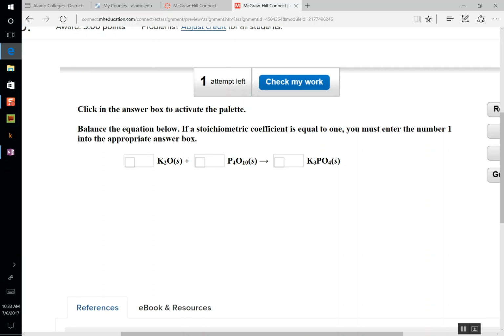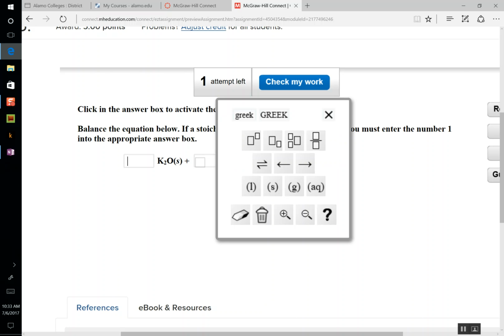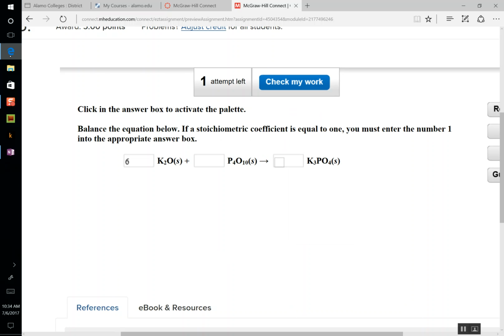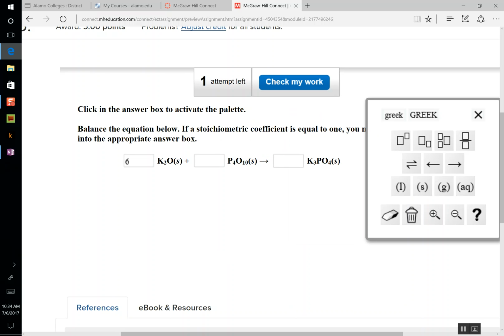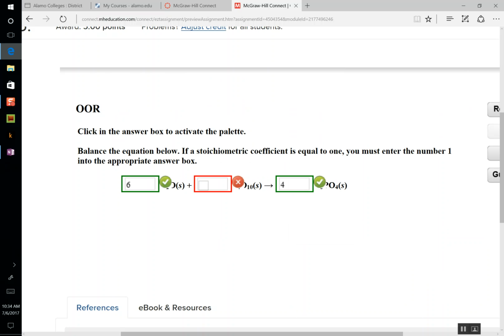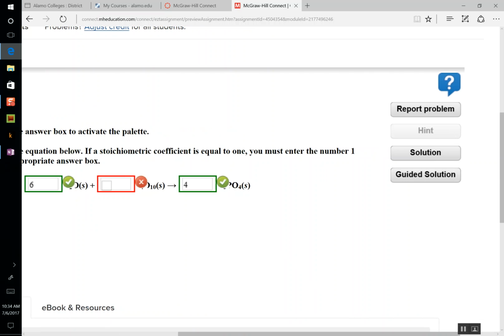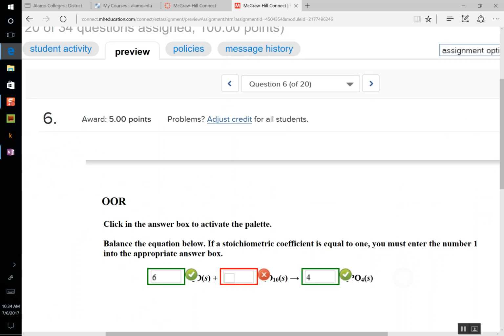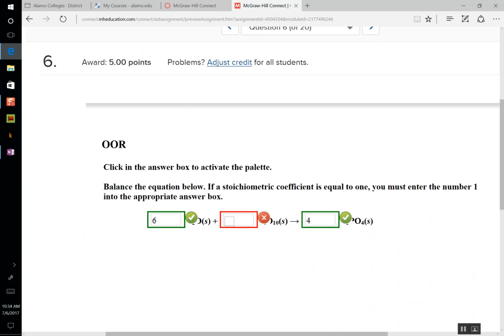So at least, let's see how you format these. So that's gonna be a 6. That's gonna be a 1, and that's gonna be a 4, right? Check my work. Okay, does that want a 1? Okay, now how do I do this? How do I try this again?